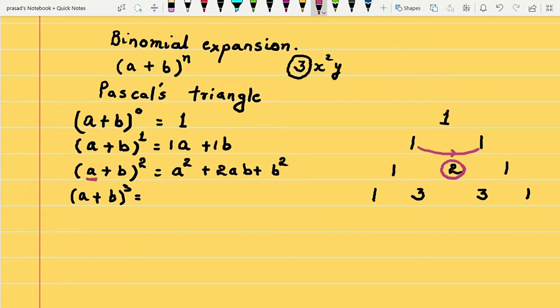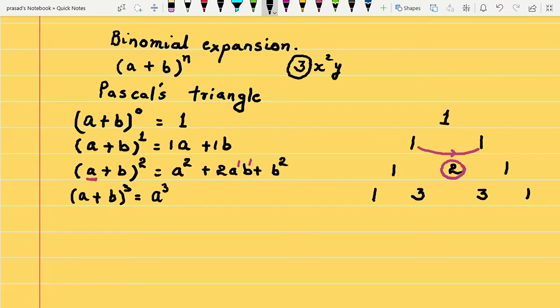In the next term, a's power is reduced by 1. It has become 1 here. And I have introduced b. So b's power is just 1. So like that, in each term, I am going on reducing a's power by 1 and increasing b's power by 1. So keeping that in mind, the first term will be here a cube.